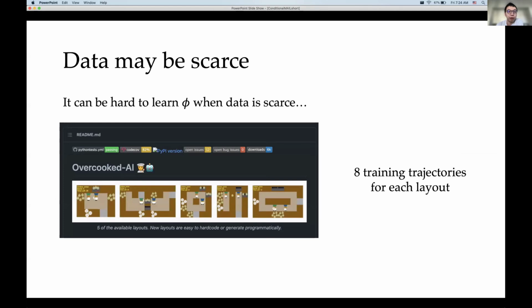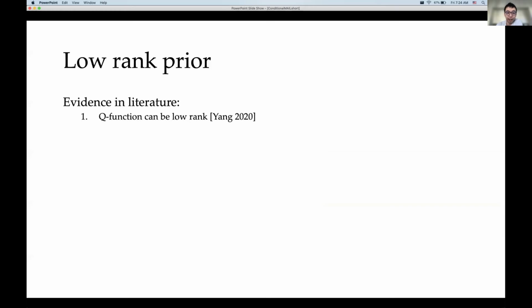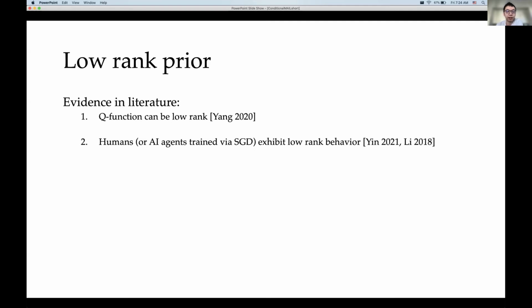One problem with this is that a lot of these imitation learning data sets are scarce for these coordination games. For example, we might only have 8 training trajectories for each layout in this cooking game we looked at, and we can't query the environment for more data. So the key insight in our work is to look at a low rank prior, because it's been suggested in the literature that the Q function of the RL setting can be low rank, or that human partners can also exhibit low rank behavior.